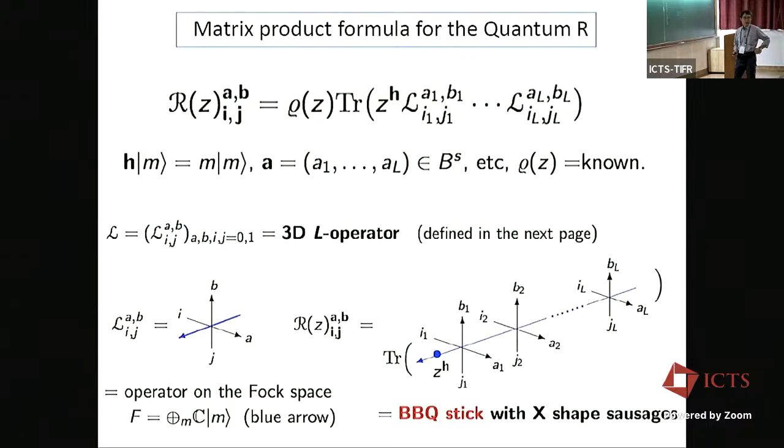So if L is this unit constituent of the cubic lattice, then this product is naturally represented as a concatenation of this diagram along the direction of the blue arrow. And finally, you need to attach an operator here.